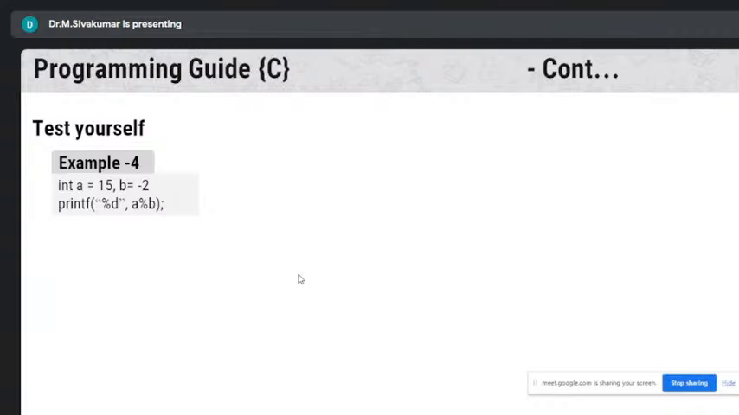Can someone tell me what may be the working of this modulo operator? A modulo by B. I'm asking in C. Yes. Any answers?